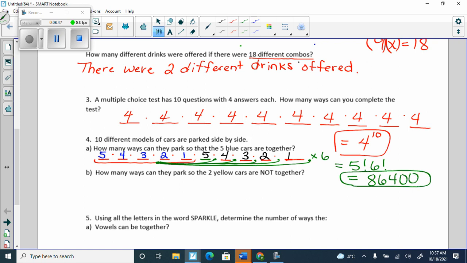The next one is the one that's done incorrect, but hopefully by the time test comes, you just pro at it. So this one says, how many ways can they park so that the 2 yellow cars are not together? Remember, what did we do when it was not together? We did total, no restrictions.